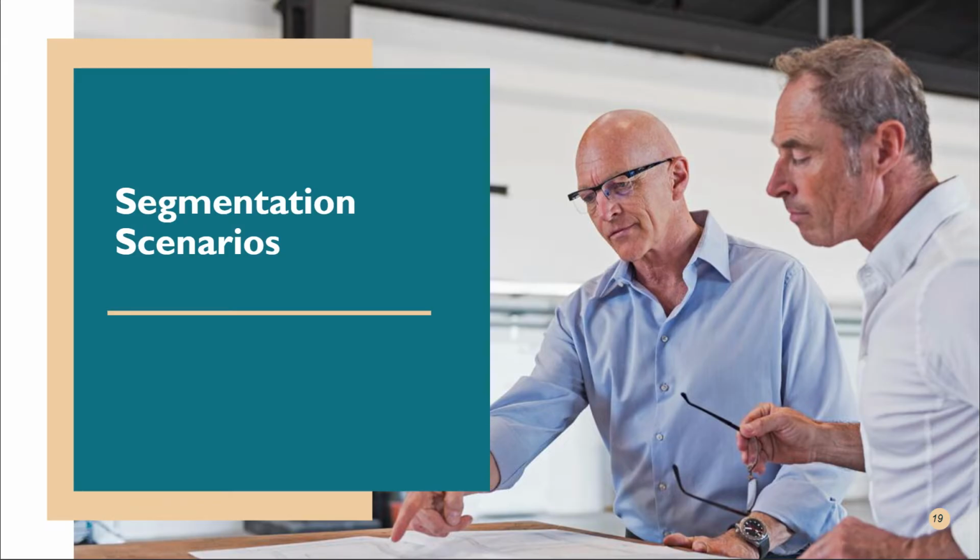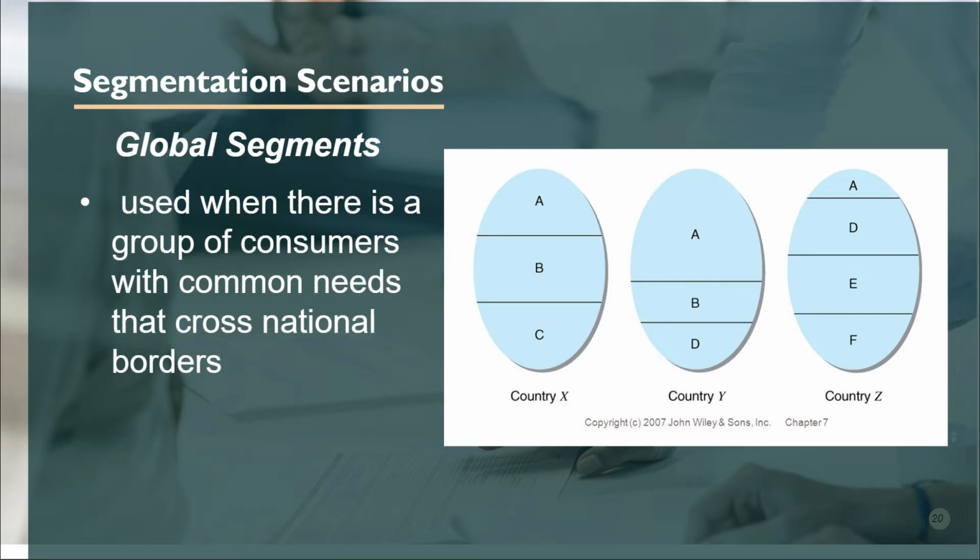Now, the third topic is segmentation scenarios. When a firm segments foreign markets, different scenarios may arise. A common phenomenon is shown here where we have one universal segment and other segments are either unique to a particular country or exist in only 2 or 3 countries. The first scenario is global segments. It is used when there is a group of consumers with common needs that cross national borders.